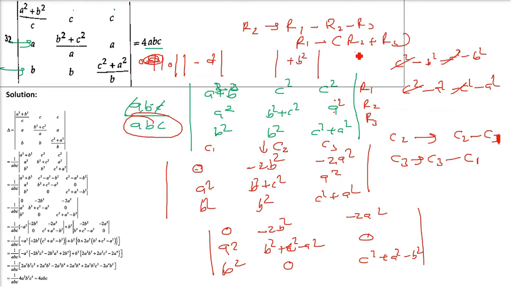So minus a square and plus b square, a square you will get minus 2b square. Then here 0. Then you have minus 2a square and c square plus a square minus b square. In b square, what do we get? When we leave the row and column which are intersecting at b square, we get minus 2b square minus 2a square and b square plus c square minus a square and 0.